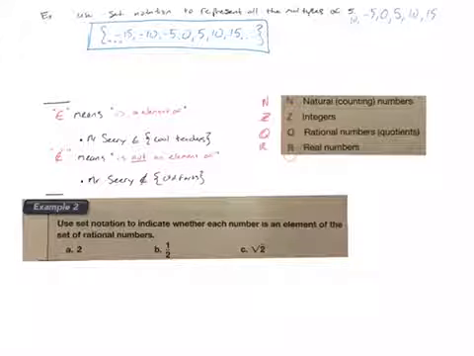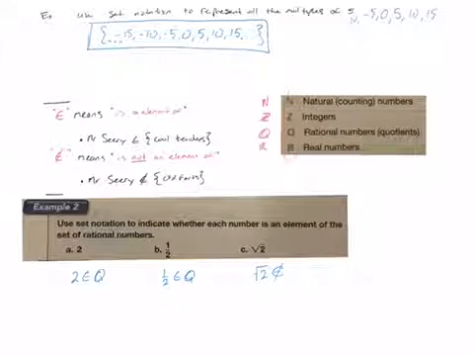So example 2 says, use set notation to indicate whether each number is an element of the set of rational numbers. So here we go. 2 is a rational number because a rational number just simply means you can write it as a ratio, and I can write that as 2/1. So I'm going to say 2 is a member of the rational numbers. 1/2 is kind of obvious, so I'm going to say 1/2 is a member of the rational numbers. But remember, the square root of 2, I've said this before, goes on forever but doesn't repeat. So I'd say the square root of 2 is not a member of the rational numbers.